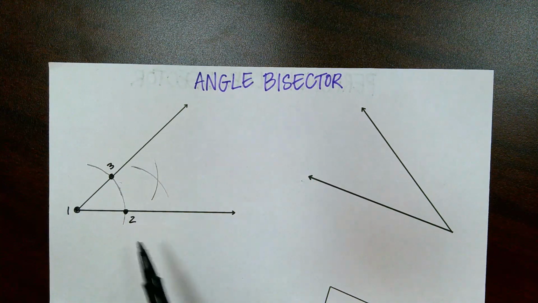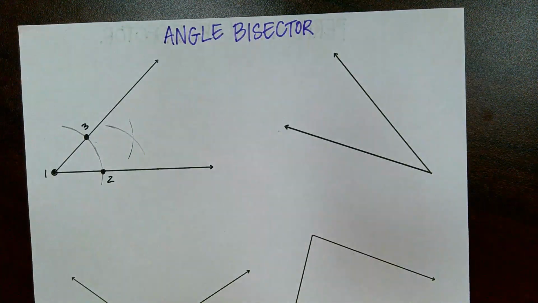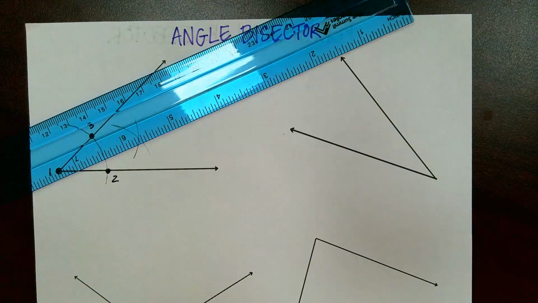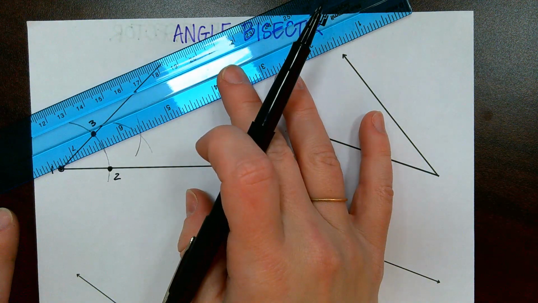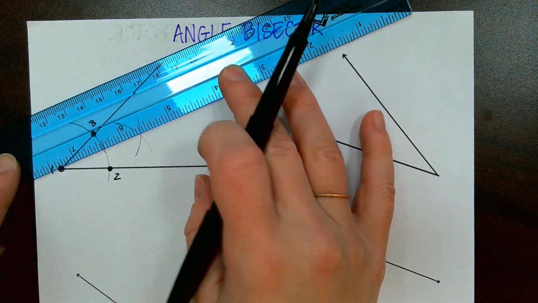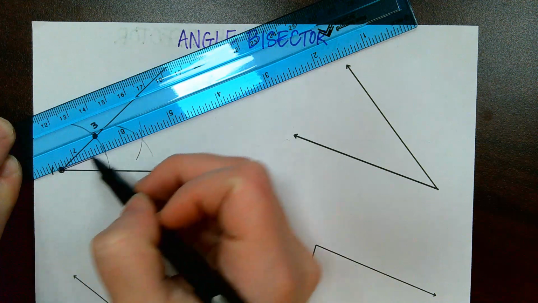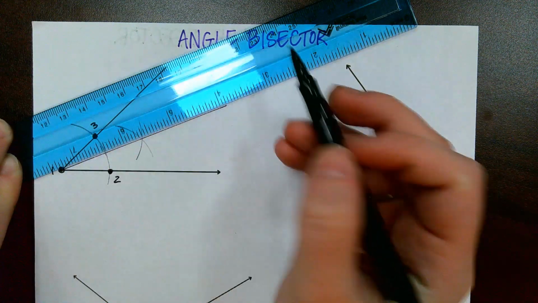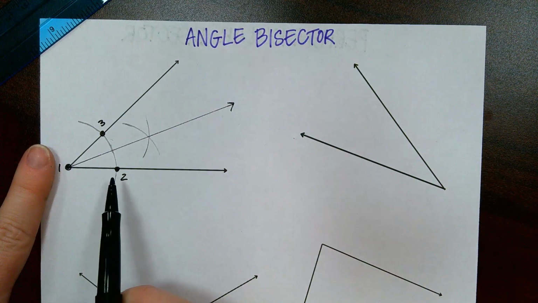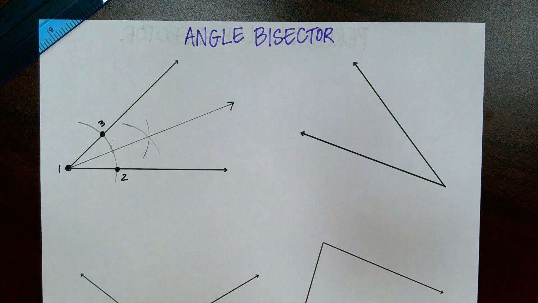Okay, now once you've gotten that, we just take our ruler and go through the intersection like this. And look at that, we split our angle in half perfectly. Not so bad.